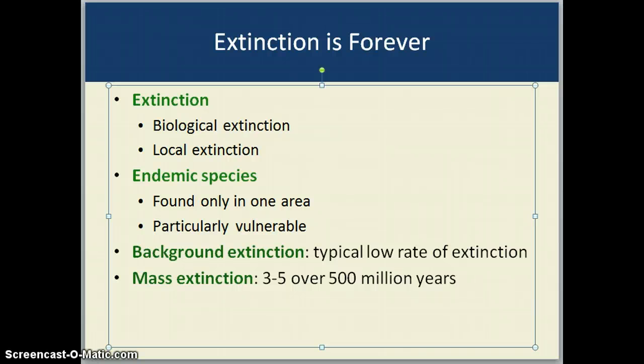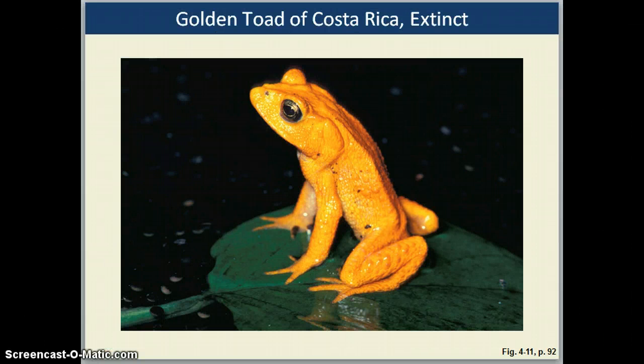Extinctions occur naturally. We've had 3 to 5 mass extinctions over the past 500 million years, but extinctions are happening much more rapidly currently due to human activities like habitat destruction. Scientists believe that 25% of the species in the world today could be extinct by 2050. This is an example of an extinct species, the golden toad of Costa Rica.